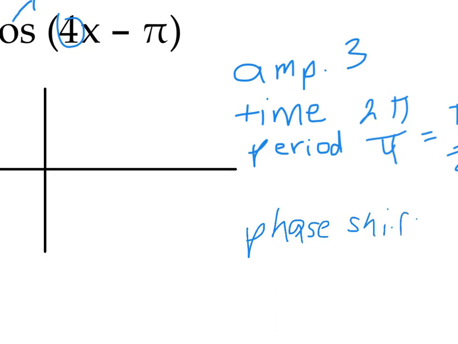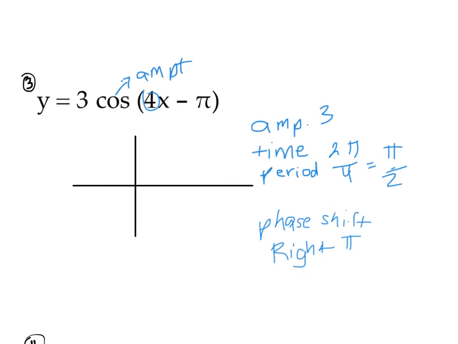All right, this is where it gets a little tricky, guys. Which way is this going? So I'm going to say there's a phase shift of right pi, which means I'm going to do what to every single one of my little intervals? I'm going to add pi to it. If we're going to the right, we're adding, right? Is there a vertical shift up or down? No. Is there a reflection? No. We already answered phase shift.